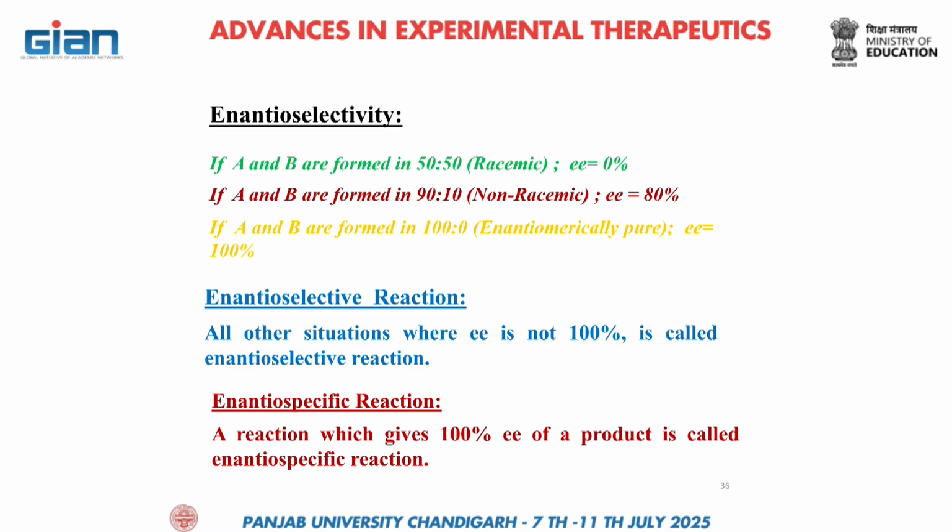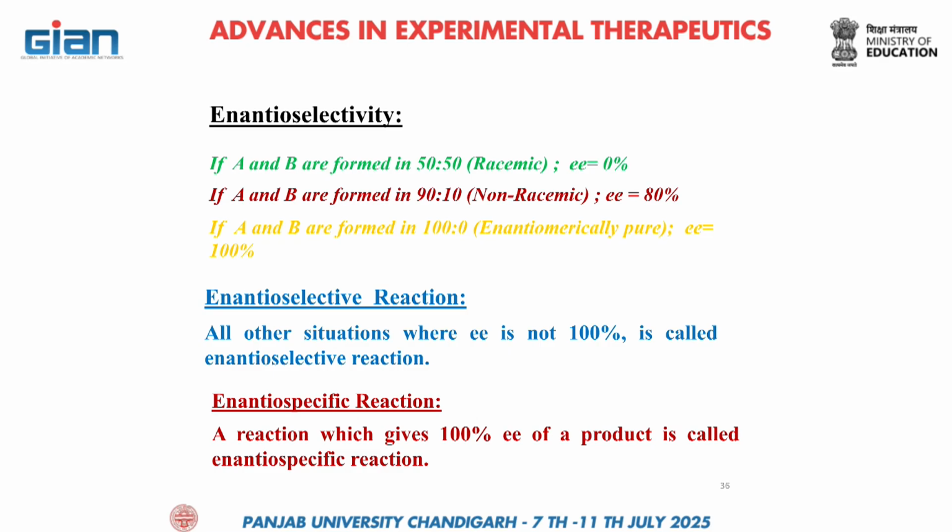The reviewer, the judge, or the interview panel expert, whenever you present your work to them, is going to ask: is your reaction enantiospecific or enantioselective? Then you have to say that if you get only one type of enantiomer, your reaction is enantiospecific. But if the ratio is 90-10, 80-20, 70-30, then you say one of the enantiomers is in excess as compared to the other. So that is an enantioselective reaction.